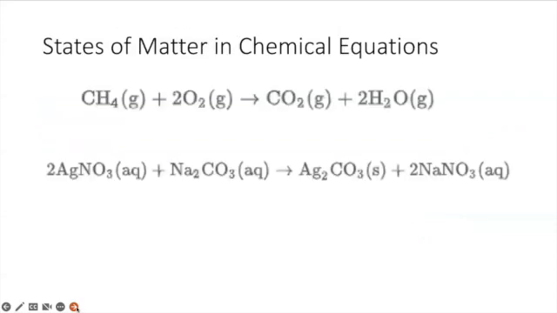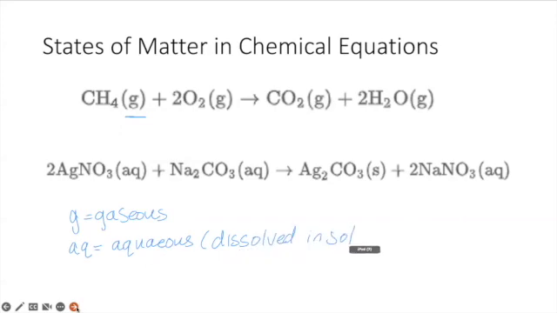So I talked about this previously, but I wanted to point out that the states of matter are usually listed in chemical equations, where G is for gas or a gaseous state of matter. AQ is for aqueous, which means it's been dissolved in solution. S is for solid. And L, I don't have an example of L here, but L is liquid.